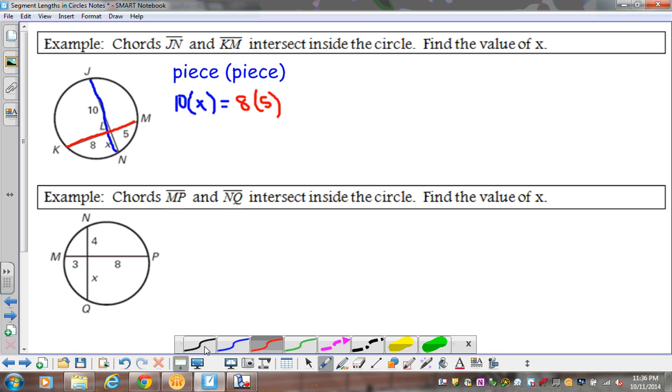Now I just go through and simplify. 10 times X is 10X. 8 times 5 is 40. So let's divide by 10 on both sides. Divide by 10 on that side as well. 40 divided by 10 is 4. So the value of X is 4. Now, if they ask for the length of JN, we would say, well, that's 10 plus 4, which is 14.